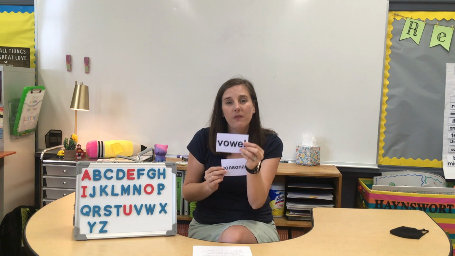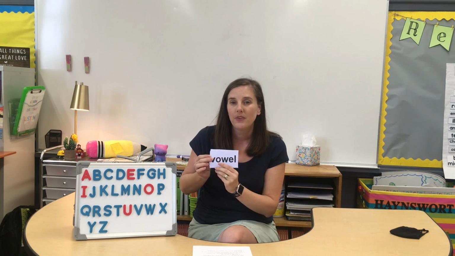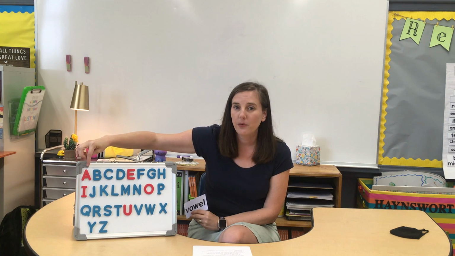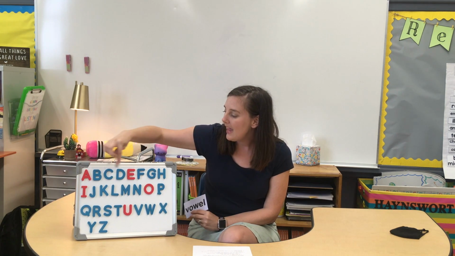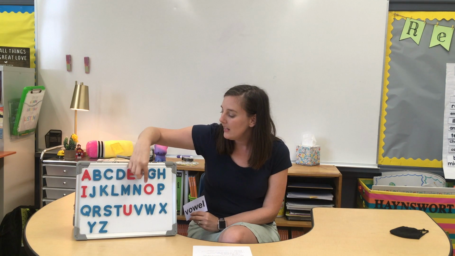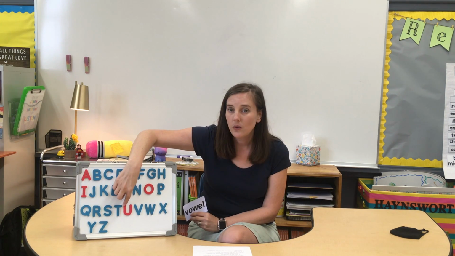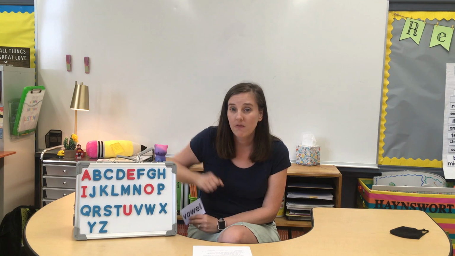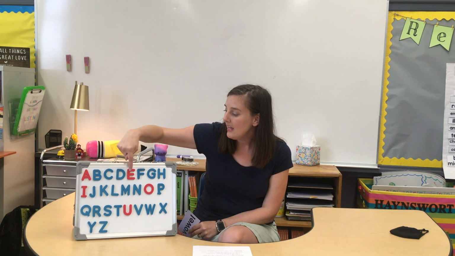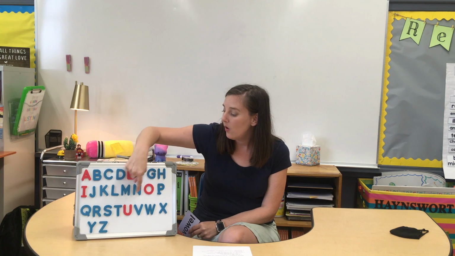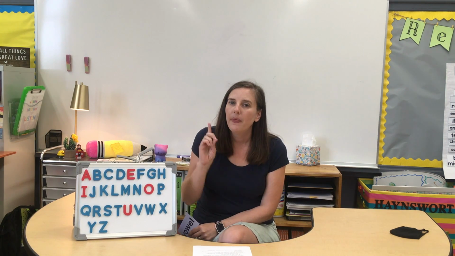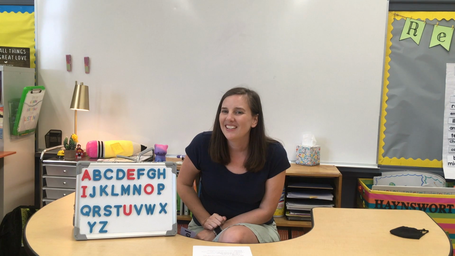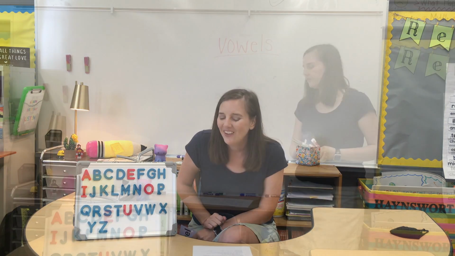We're going to talk about the vowels first because there are only a few vowels in our alphabet. You can see that my letters are red for the vowels. A, E, I, O, U. These letters are always going to be vowels. A, E, I, O, U. But there's one letter that's kind of sneaky. Let's talk about that letter now.